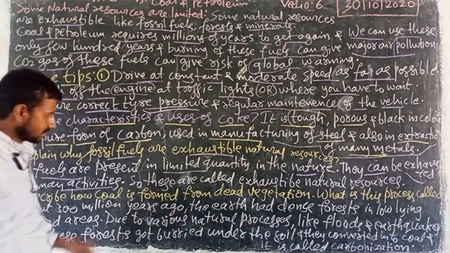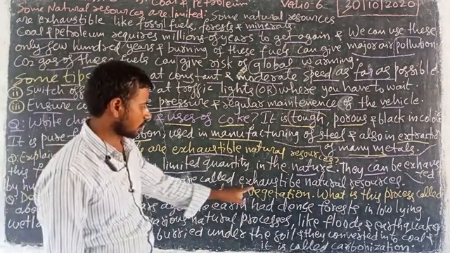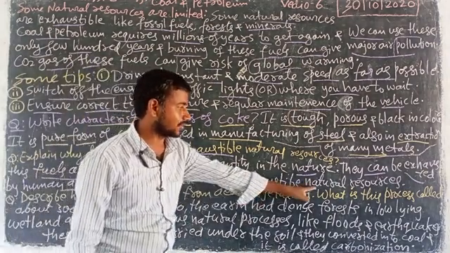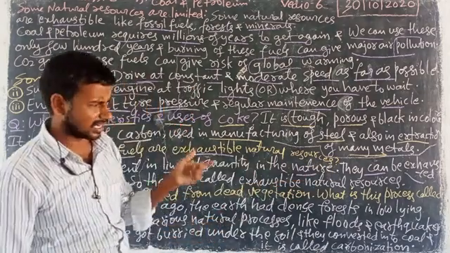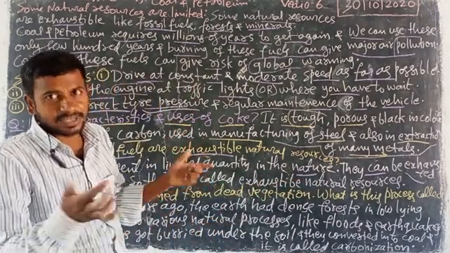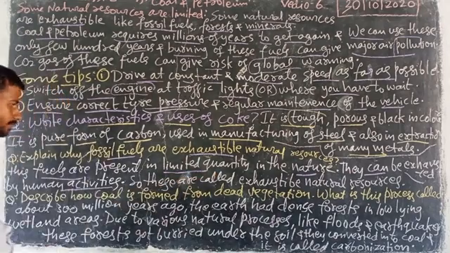So these fossil fuels are called exhaustible natural resources. They are natural resources, but they are limited. That's why we are calling them exhaustible.